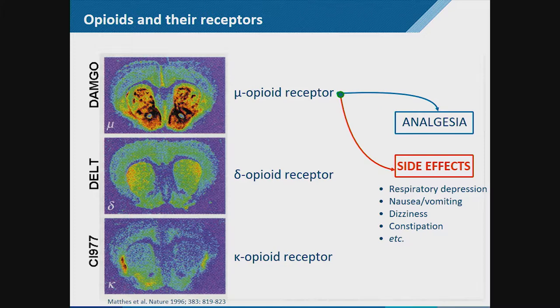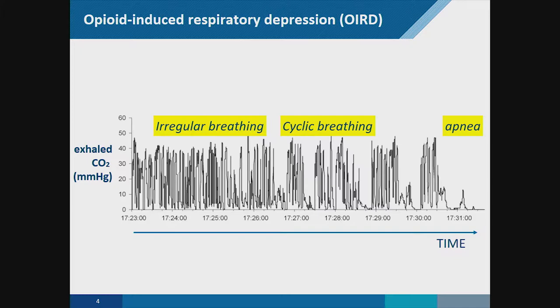Well, how do we know that somebody's respiratory depressed? Here is a slide that shows you what happens if you overdose your patient postoperatively with morphine. There are several stages of respiratory instability and respiratory depression. It always starts with respiratory instability or irregular breathing. If you have a patient that starts to breathe irregularly after a large dose of an opioid, he will at one point be apneic, following a period that we call cyclic breathing, that you can see here. There are periods of breathing that stop, and at one point breathing stops completely.